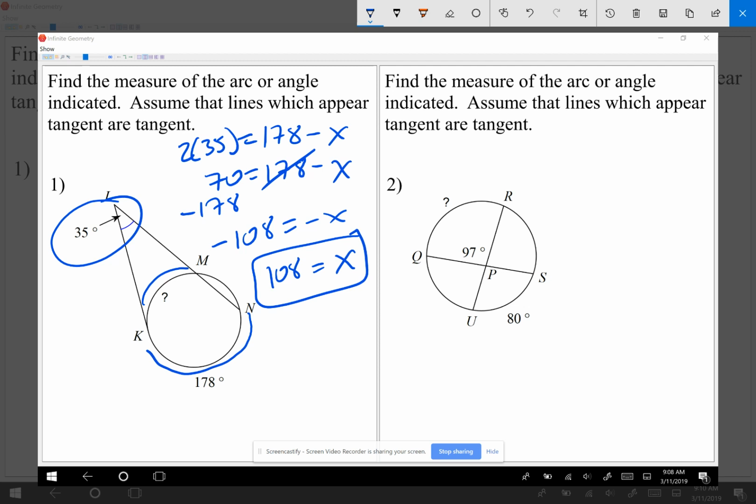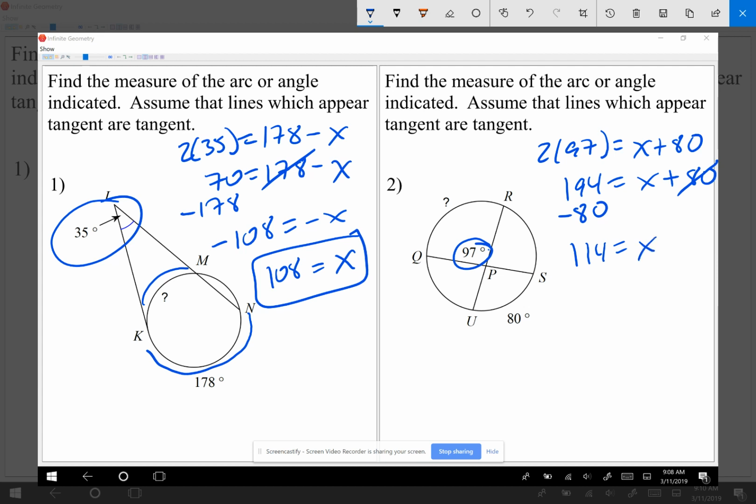Now looking at question number 2, I see my angle there, and I'm always going to start 2 times the angle. Always. Now, because the angle's inside the circle, in this case, I'm going to add the arcs x plus 80. The rest is just algebra. 2 times 97, that is equal to 194, is x plus 80. Let me subtract 80 on each side. So I get 114 is equal to x.